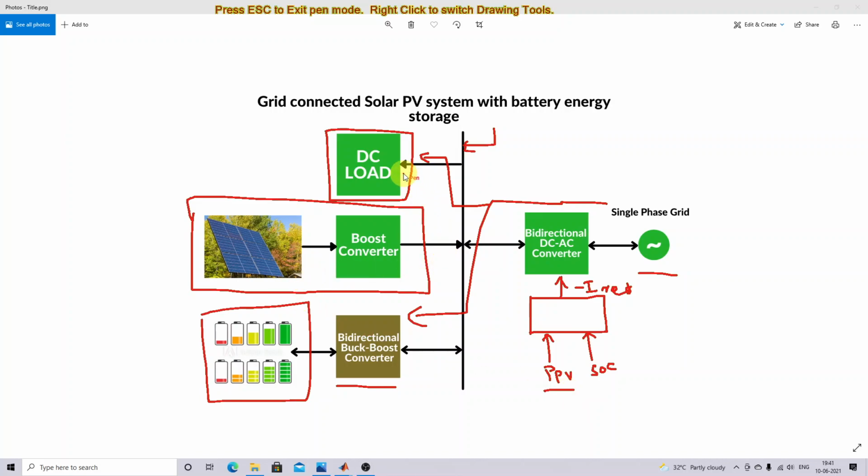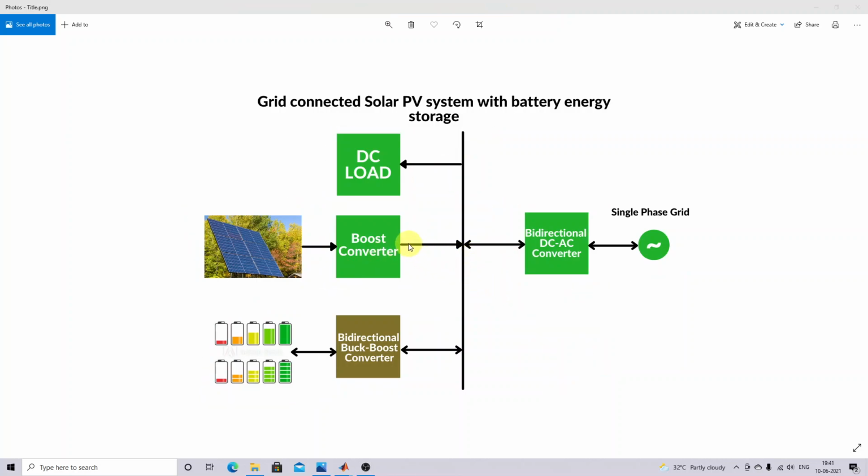it can supply power to the DC load as well as charge the battery. Apart from it, if it has excess power, then the solar PV system can supply the power to the grid. Okay, during that time the solar can supply the power to the grid. So during that time we have to provide positive reference current to supply the power to the grid. Okay, so this will happen when solar PV has excess power.